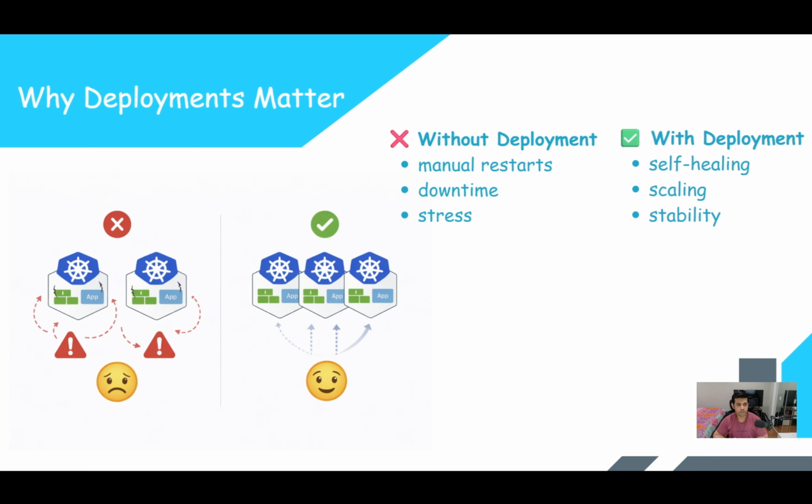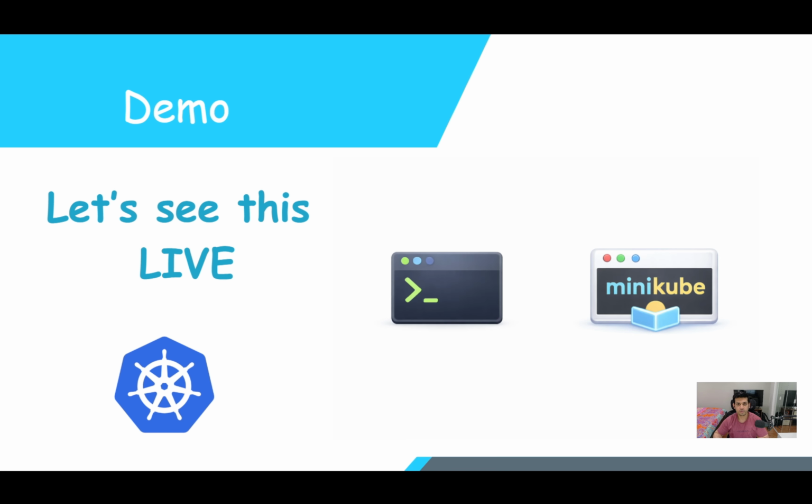Now the question here is, why do deployments matter in a production environment? Without deployments, a pod crashes and stays down. Scaling is manual and downtime is common. But with deployments, pods recover automatically, scaling is controlled, and the application stays available. This is one of the main reasons companies trust Kubernetes in production. Now let's head on to the demo section and we'll see deployments in action.